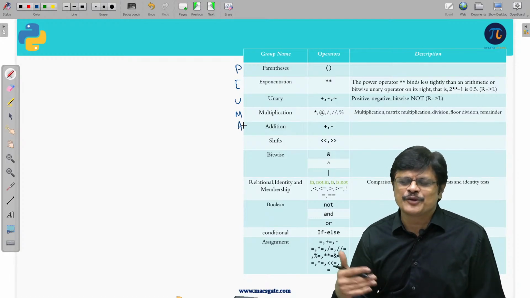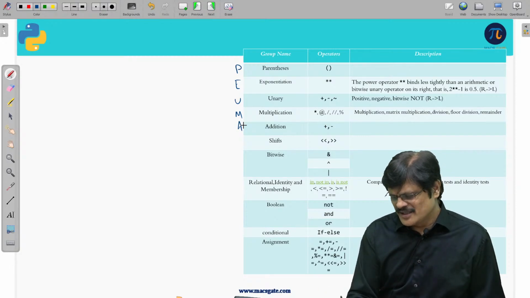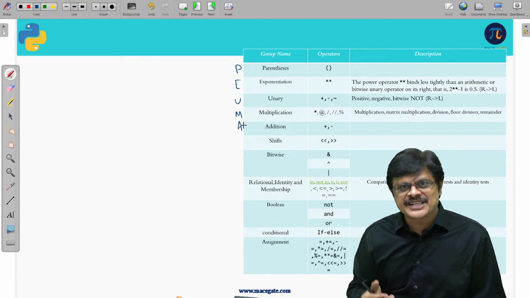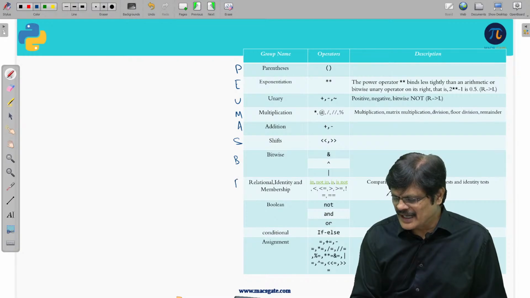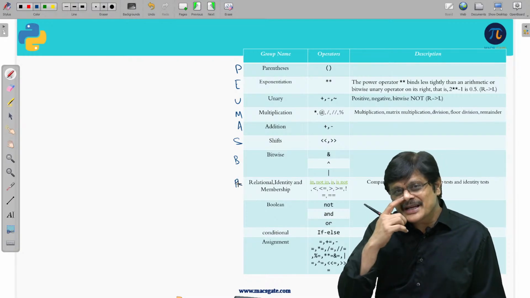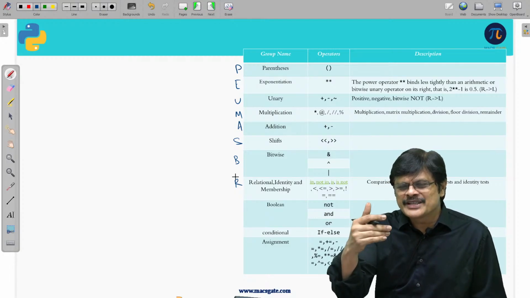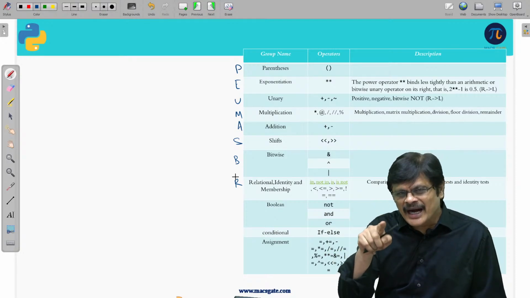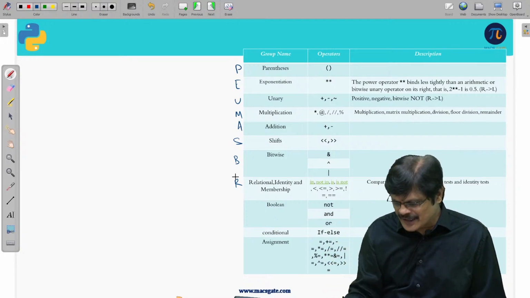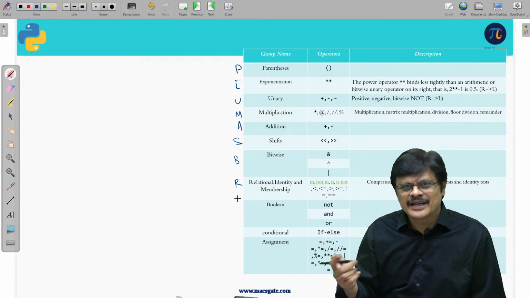Actually, in C language we have one mnemonic, PUMAS REBL TAC. But here, exponentiation is extra, so it is PE UMA SB R, where R is relational. In C language the order is PUMAS REBL TAC: ternary, assignment and conditional. That is how it goes.